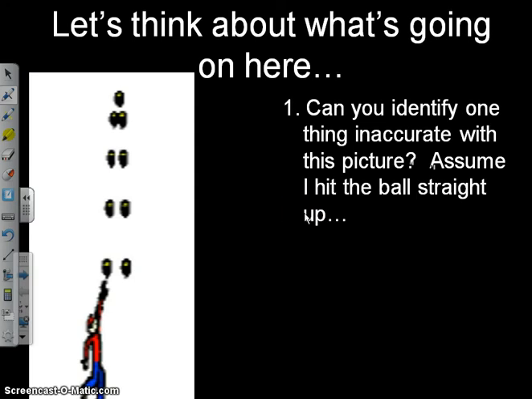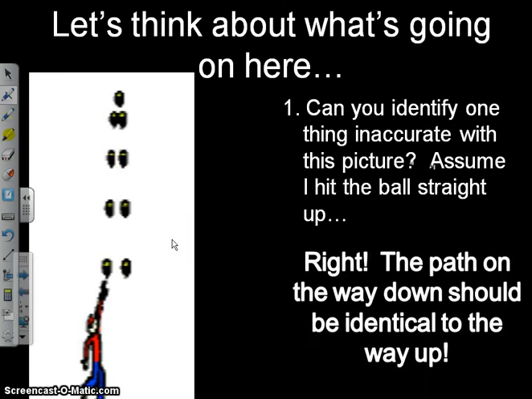I want to talk to you about straight up motion, so projectile motion going straight up and down. Talk to me about what's going on in this picture, what's wrong with this picture right here. It's supposed to be a depiction of a projectile being shot straight up in the air and falling straight back down, and if you say that the path on the way down should be exactly the same as the path on the way up, you're right.